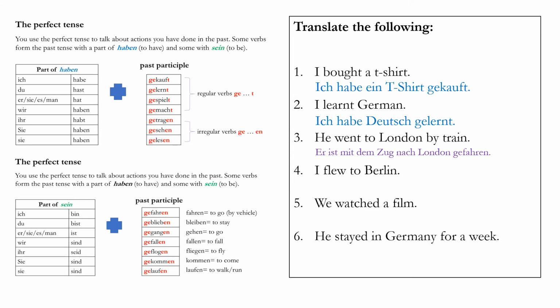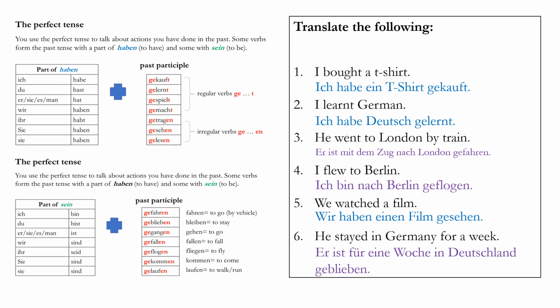Number 4, I flew to Berlin. Ich bin nach Berlin geflogen. Number 5, we watched a film. Wir haben einen Film gesehen. Number 6, he stayed in Germany for a week. Ist für eine Woche in Deutschland geblieben.